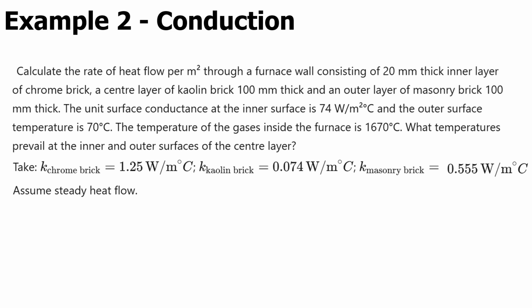We're given a unit surface conductance at the inner surface of 74 watts per square meter degree Celsius, and the outer surface temperature is 70 degrees Celsius. The temperature of the gases inside the furnace is 1670 degrees Celsius. Additionally, we need to determine the temperatures at the inner and outer surfaces of the central layer. Thermal conductivities for each type of brick are provided, and we will assume a steady heat flow for this problem.